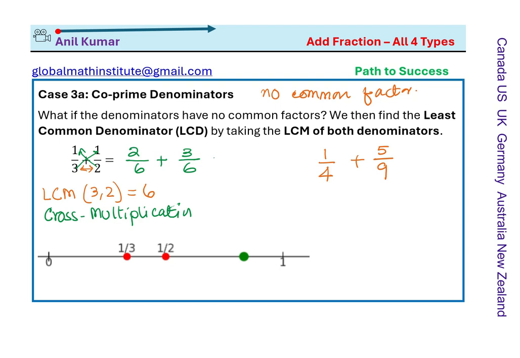Equivalent fraction. Now, once you have the common denominators, it's easy. Add the numerators, keep the denominator the same. Don't add it up, right? So 5 over 6 is your answer.